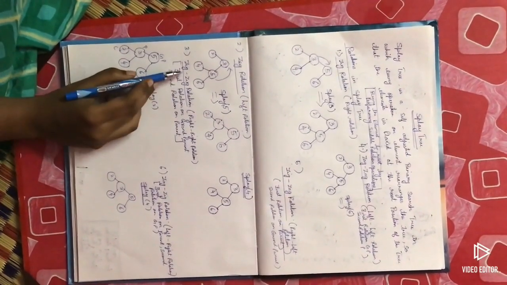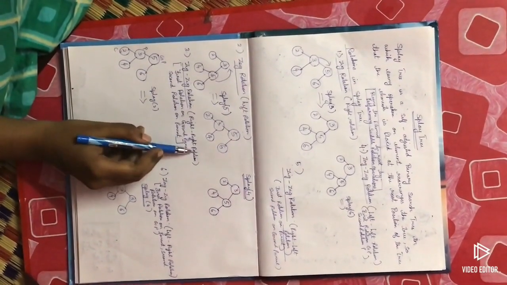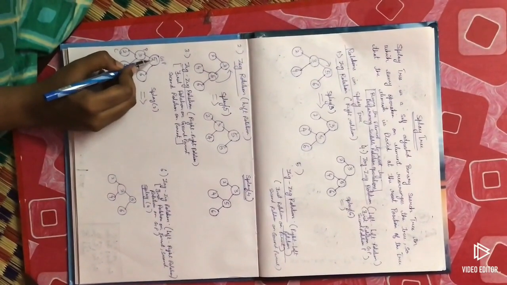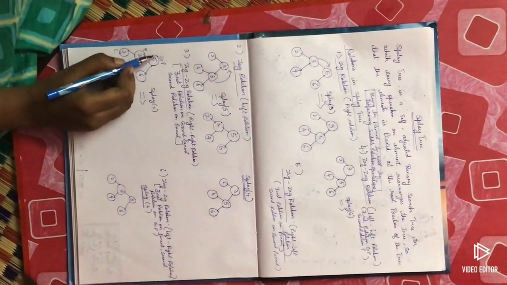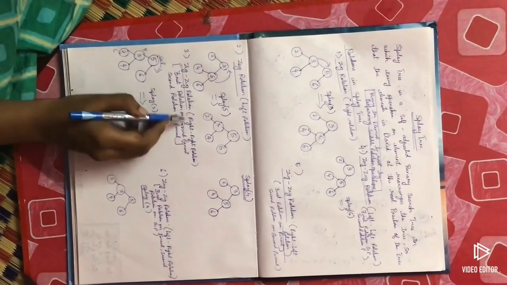So first, what is the zig rotation? For zig rotation we have to follow right rotation. First rotation on the grandparent. So first, what rotation? Right rotation. First right rotation should be done on the grandparent. Okay, so I am going to rotate this grandparent to the right side.